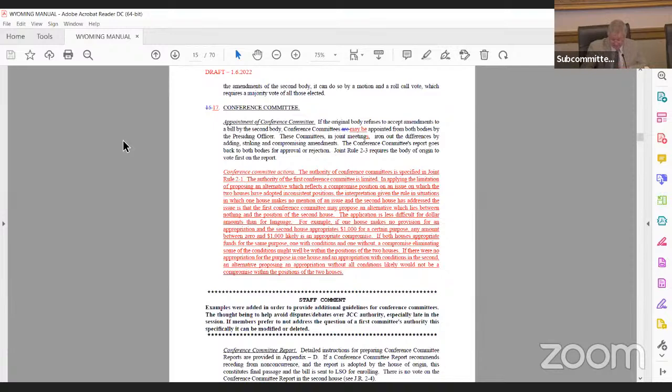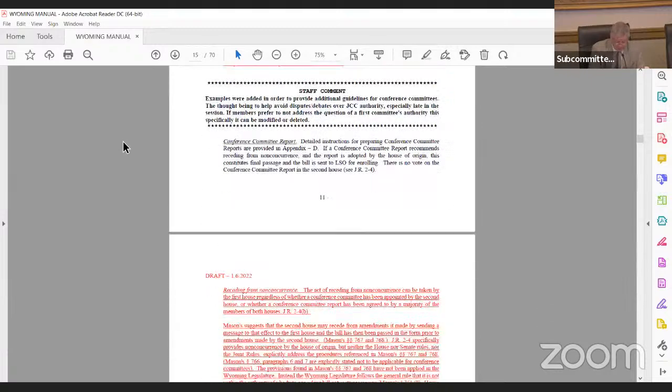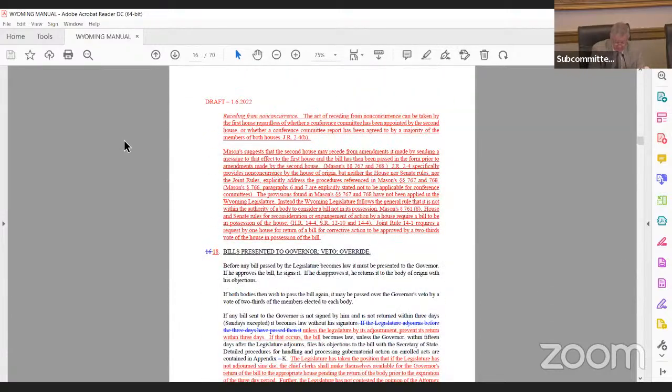If you don't think it should be in there, obviously you want to make a motion to take it out when you act on the whole manual. Page 12, Mr. Chairman, receding from non-concurrence. That's just a statement. Mr. Gruber, sorry. Senator Rothfuss. Absolutely. Thank you, Mr. Chairman.